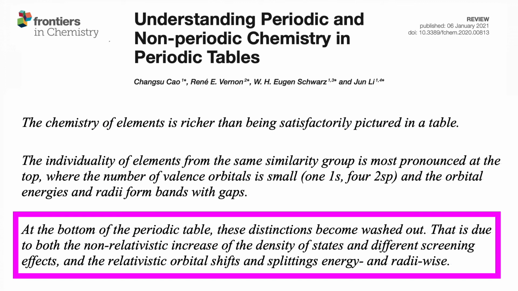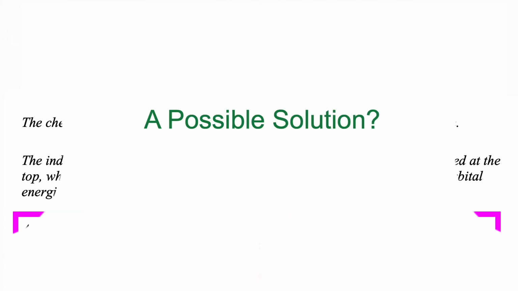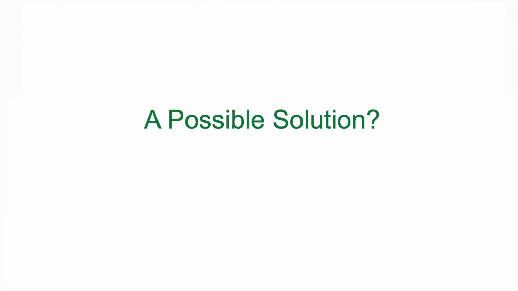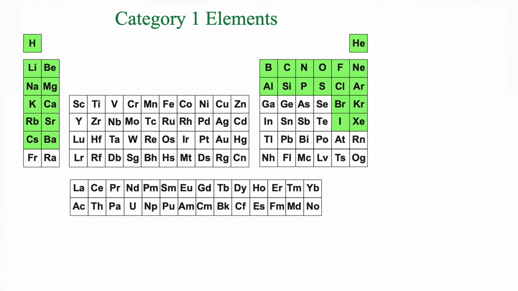That is due to both the non-relativistic increase of the density of states and different screening effects, and the relativistic orbital shifts and the splittings energy and radii wise. Right, is there a solution? One possible solution is to consider there as being 4 categories of elements.